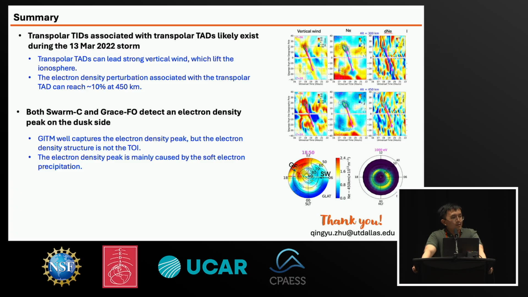Both the Swarm C satellite and the GRACE Follow-On satellite detect an electron density peak on the dark side. GITM captures this electron density peak well, but the electron density structure is not a TID. Instead, this peak is mainly caused by soft electron precipitation. With that, I'll stop here and am happy to take any questions. Thank you for your time.